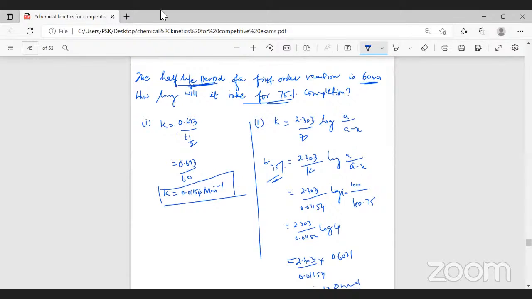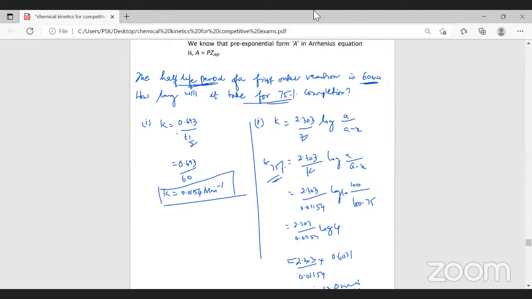See how I work this problem. Students, did you follow this? First, we're supposed to find the rate constant. Once you find the rate constant, then you're supposed to find the time required for 75% completion of the reaction.